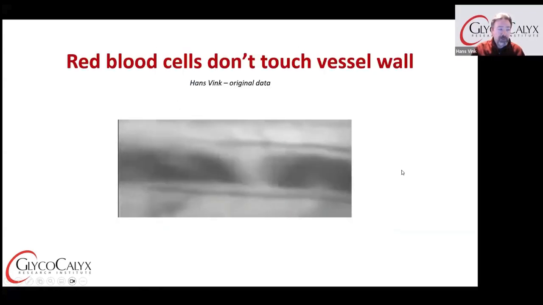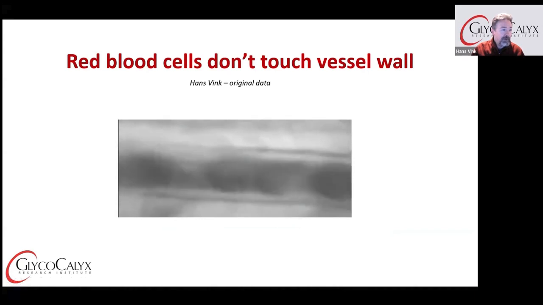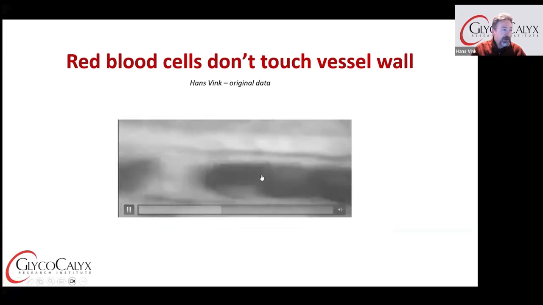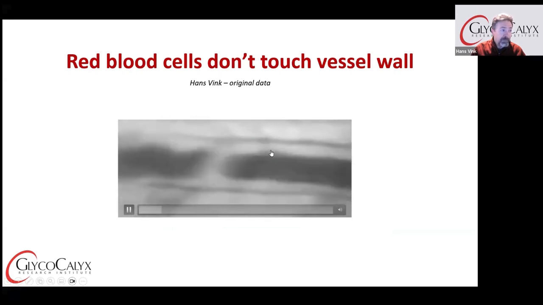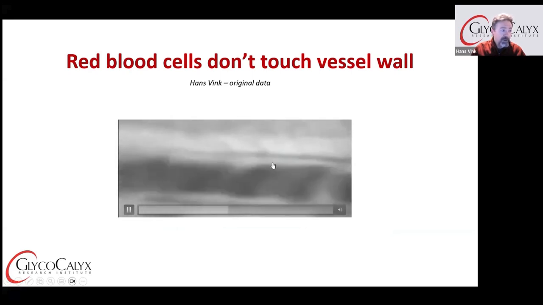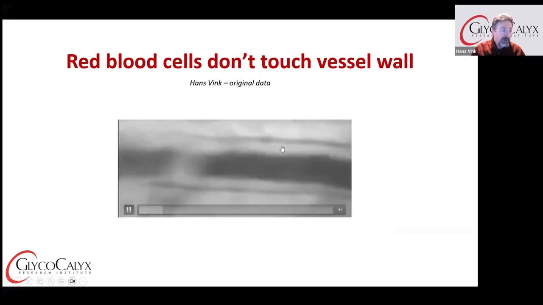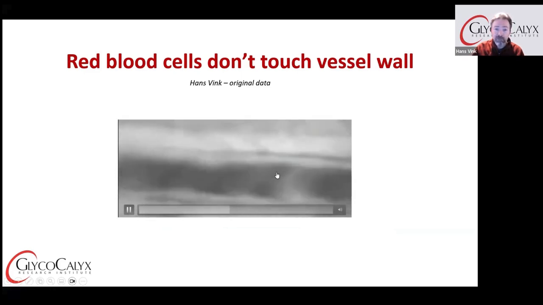back to our original observations, that if you look at these capillaries with transillumination, we can just monitor the position of the red cells. And again, you appreciate there's a big gap between where the red cells are flowing and where the endothelium is. So we now know that this space between the red cells and the endothelium is not just filled with flowing fluid.